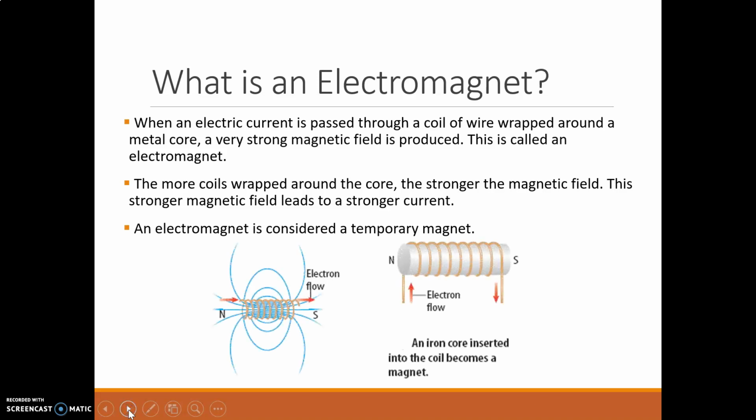And so here are some pictures. Again, we have an electric current that's going through a coil of wire. It's being wrapped around some metal, and when that happens, a magnetic field occurs.